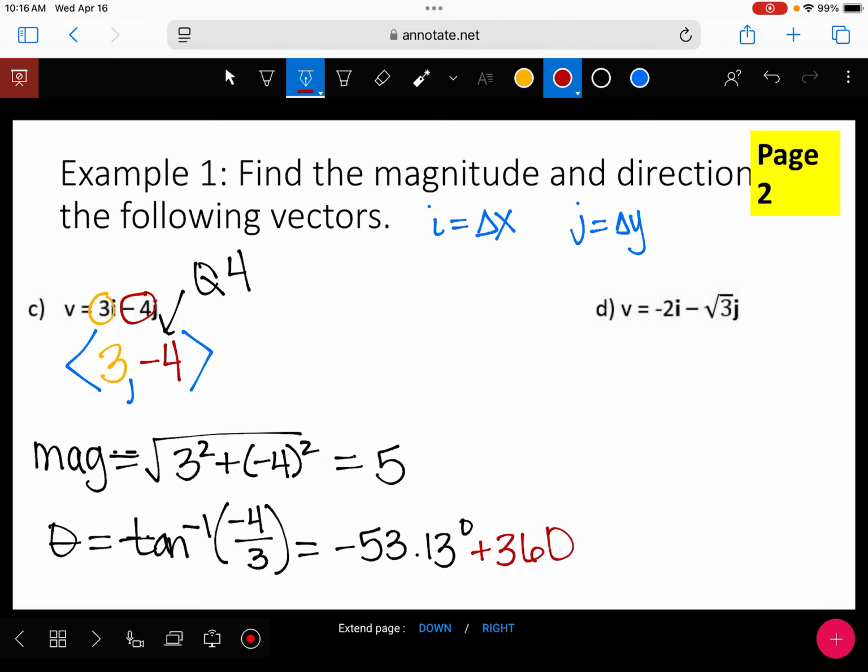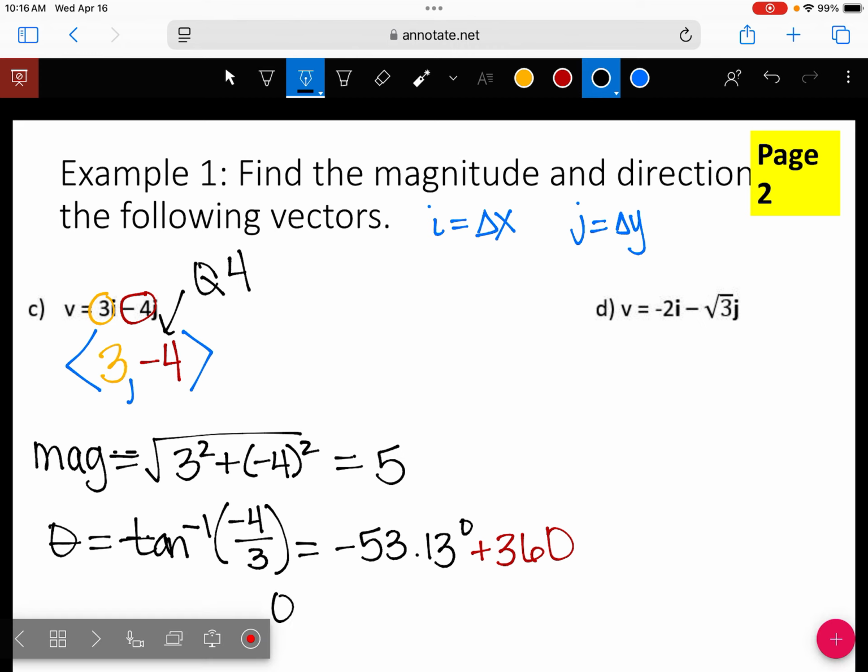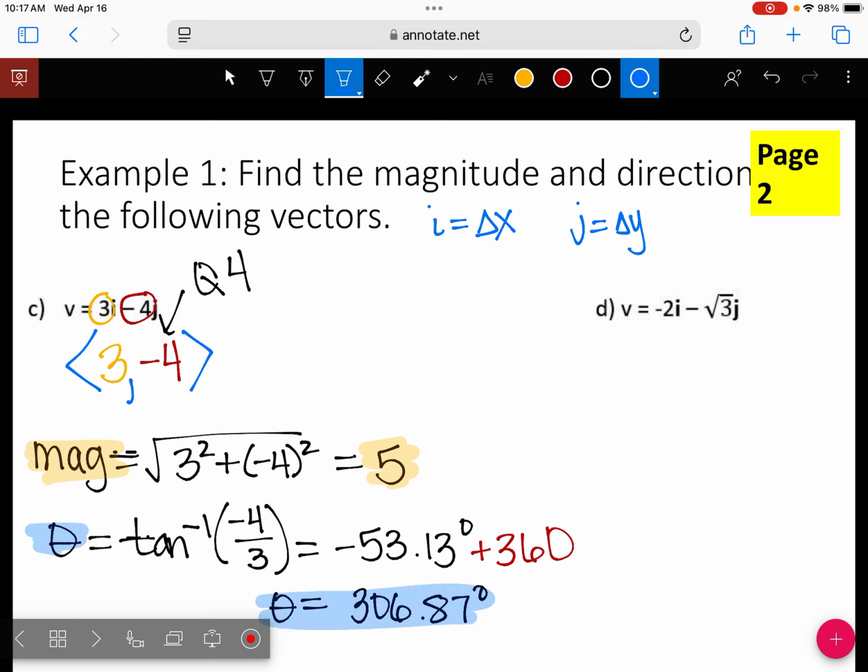So when you do that, you should get that theta is actually 306.87 degrees. So we have our magnitude and we also have our direction. All right, pause and do question D on your own.